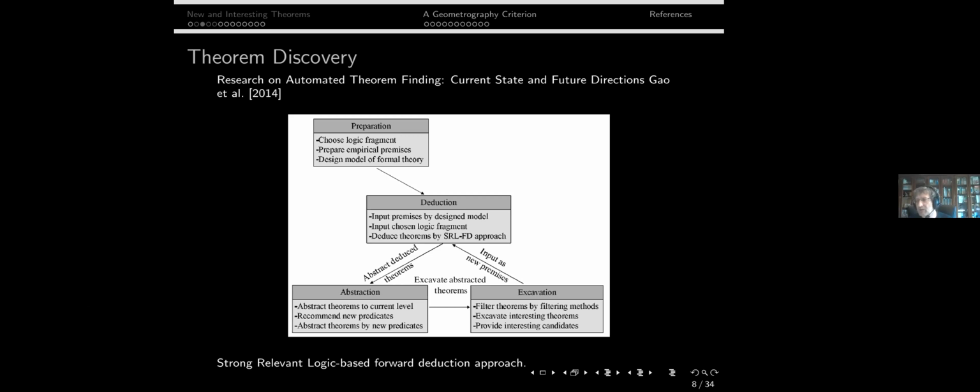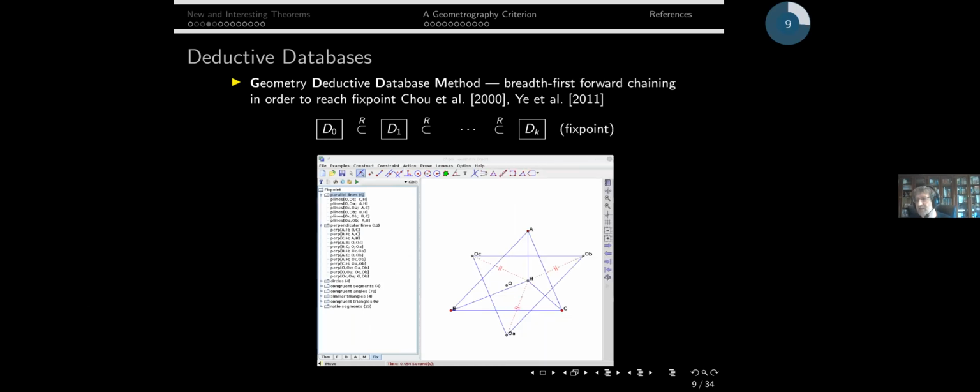From the deduction with strong relevant logic forward chaining, they try to abstract theorems, in the sense of already filtering the uninteresting variations of the same theorem, to abstract theorems, then excavate abstract theorems. Okay, this is the term they use to filter the theorems, trying to find the interesting candidates and feeding again the deduction mechanism to find new theorems, to abstract theorems, to excavate the interesting ones, and so on and so on. This is something that, as said in the previous talk, is in many ways domain specific.